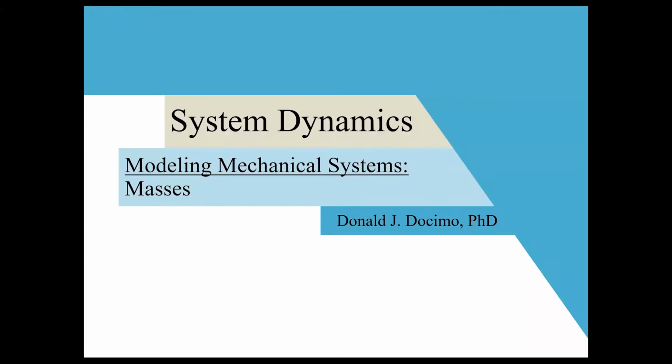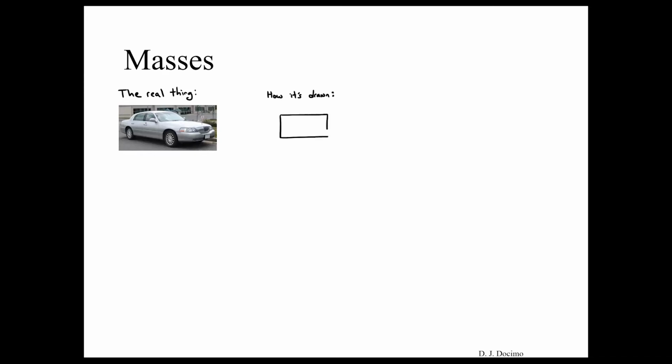Okay, so this video is going to go over masses in mechanical systems. Usually the real thing is something like a car. How we draw them in a class like this would be just a block to represent that mass, but how it's actually modeled would be a particle. A particle mass is one of the easiest ways to represent a mass, and these x and y here are its coordinates for its directions.